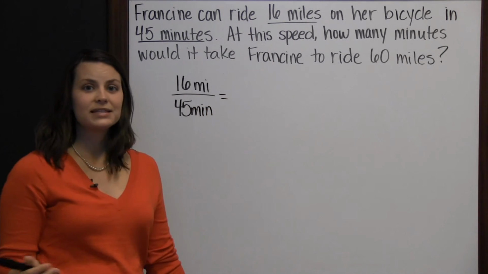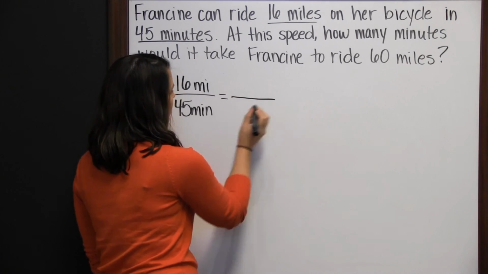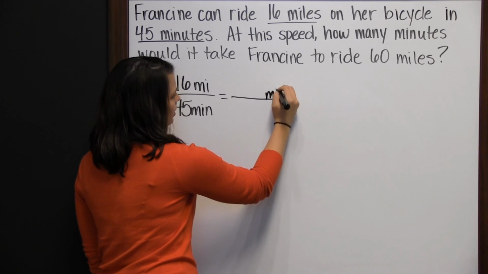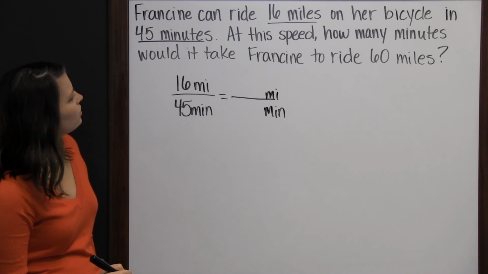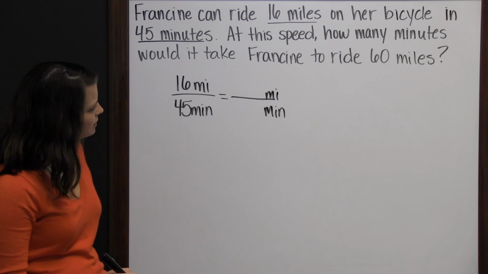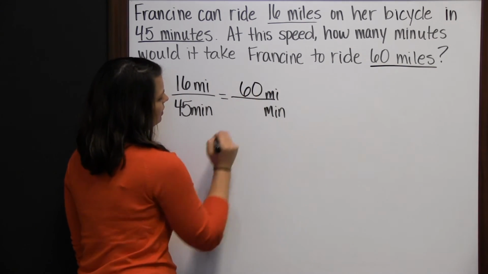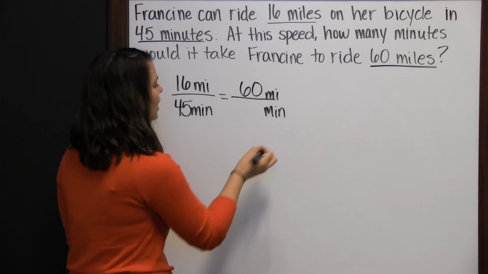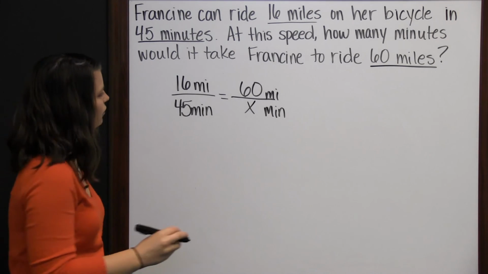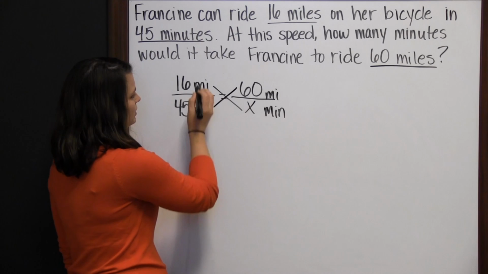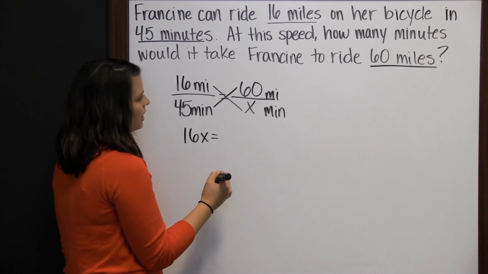And the key to setting up a successful proportion is to be consistent. So since our first ratio has miles to minutes, our second ratio will also be miles to minutes. They want to know how many minutes it would take Francine to ride 60 miles. So my miles is 60, and my minutes is what I'm trying to find, so that's where I'll put a variable. To solve a proportion, we cross multiply. 16 times x is 16x, and that equals 60 times 45.